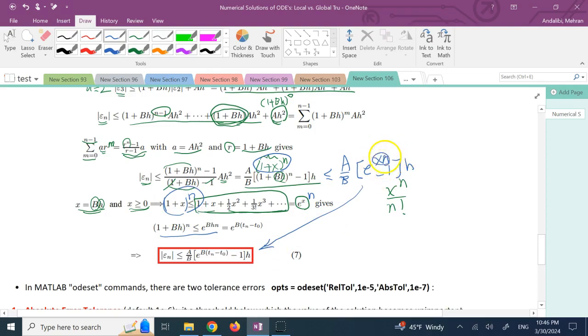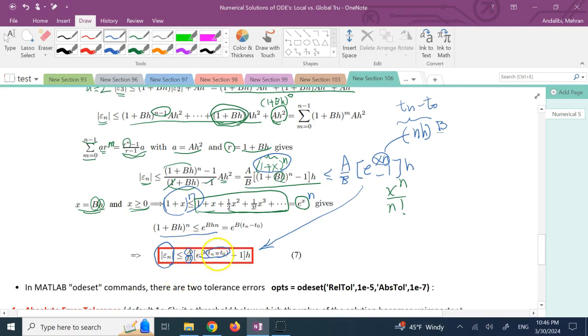Because n times x is what? n times x is n times b times h. So it's like this. And n times h is the difference between tn and t0. So I can write it as e to the b times (tn minus t0), and that is this guy here. And finally, I found a formula which is an upper bound for what? An upper bound for the absolute truncation error. It depends on this a, it depends on this b.